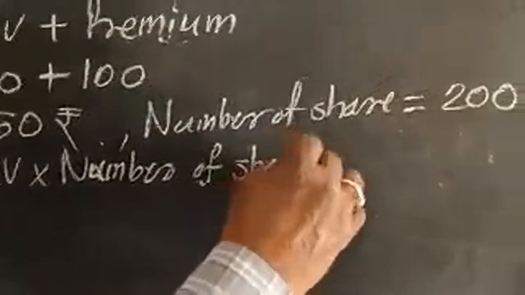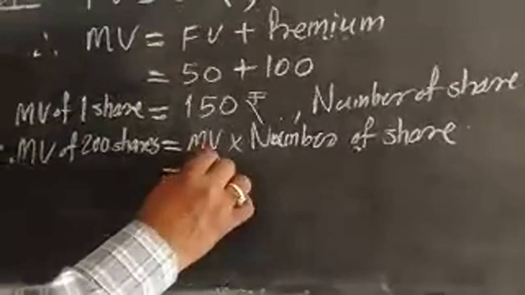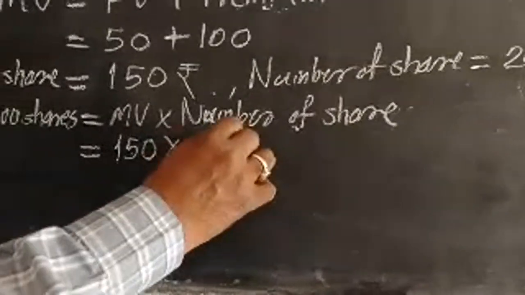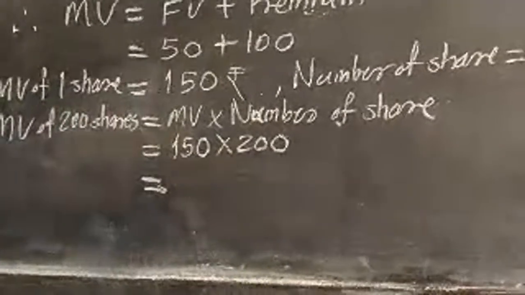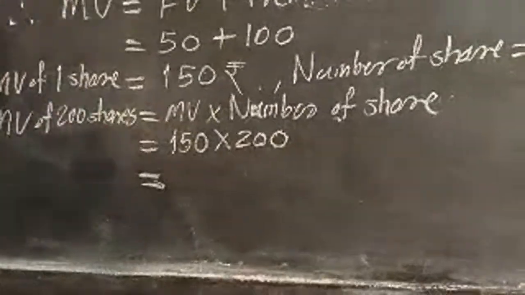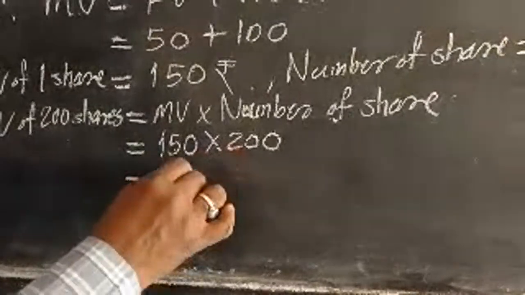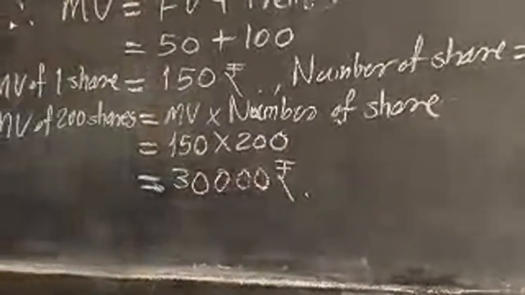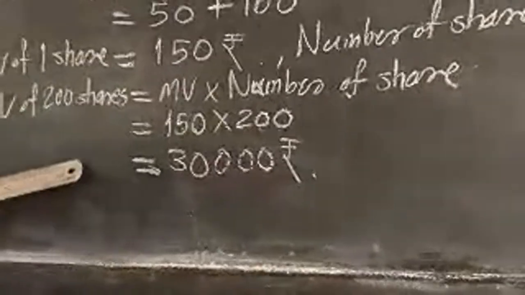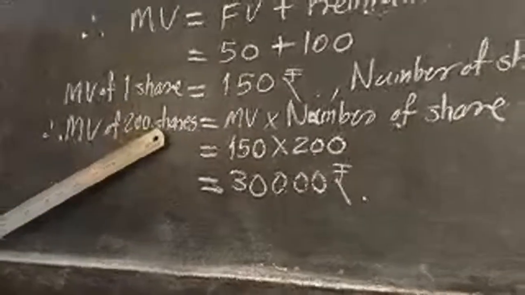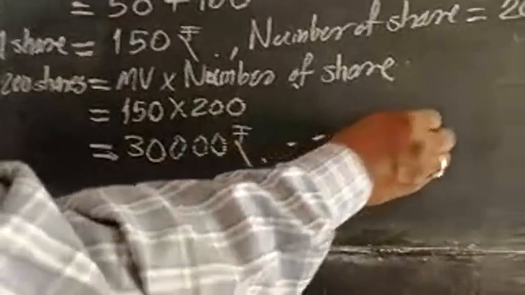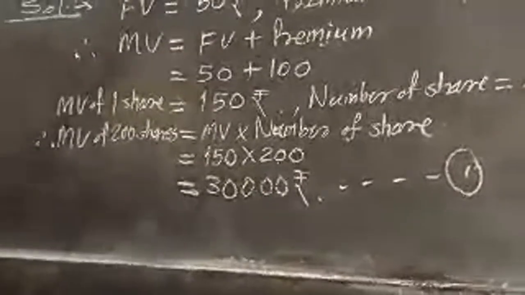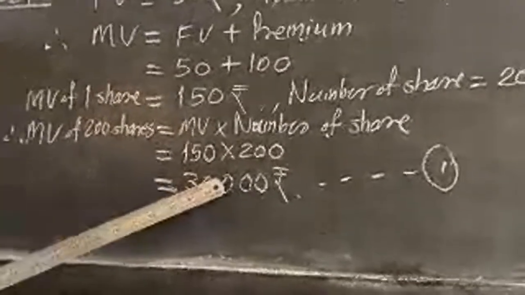Market value of one share is 150 into 200 shares. In the multiplication, 15 twos are 30, and we write 30 here with the zeros. That is 30,000 rupees he paid for 200 shares. That is equation 1. His actual investment is 30,000 rupees.